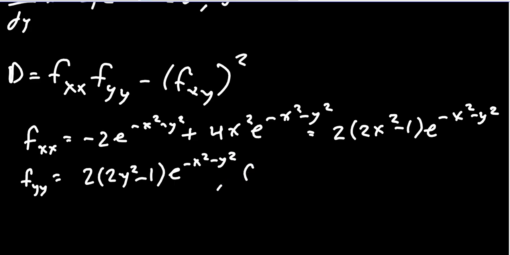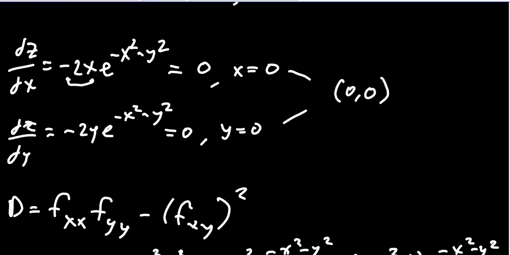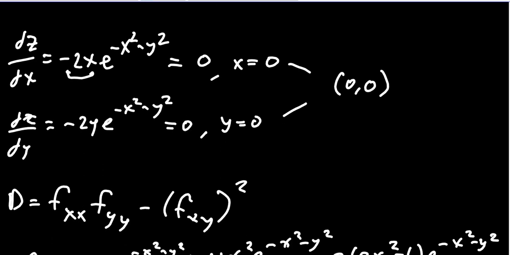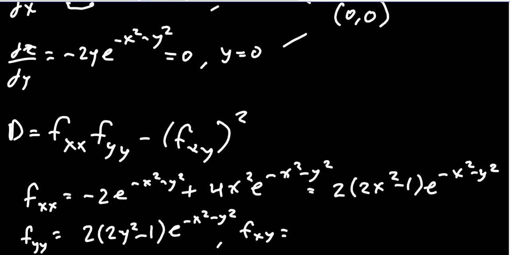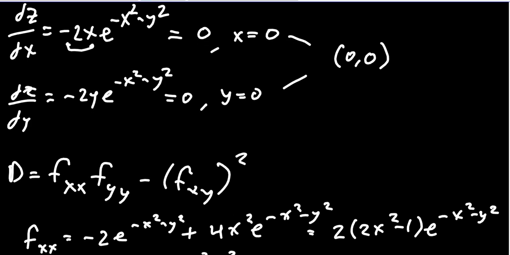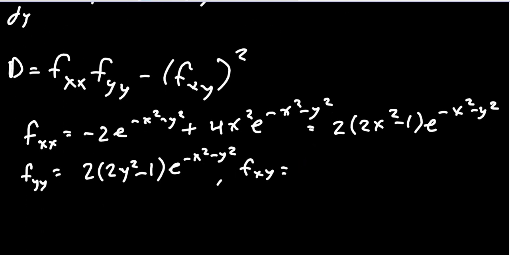Now let's find the mixed partial, f_xy. So we're looking at our partial derivative with respect to x, and then we're taking the derivative with respect to y. So what we're going to do is bring down the derivative of the top, so we're bringing down a negative 2y, in other words. So you get 4xy e to the negative x squared minus y squared. Okay.